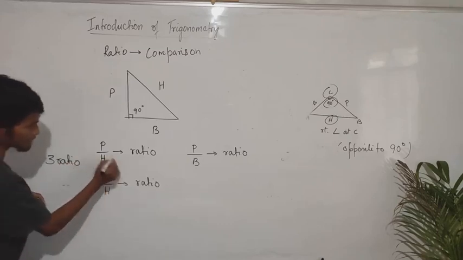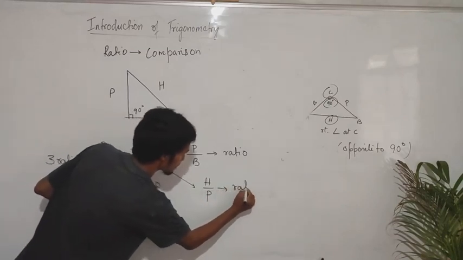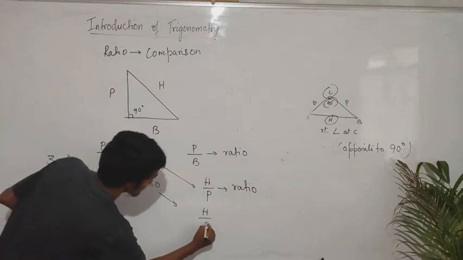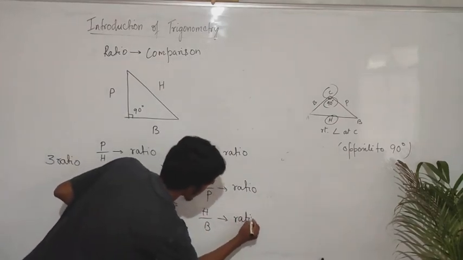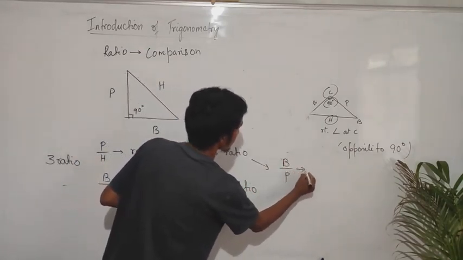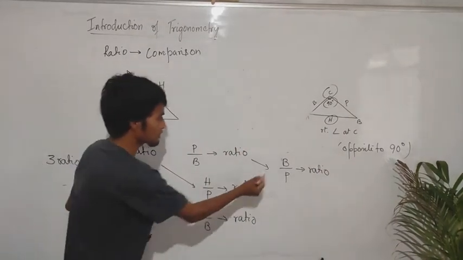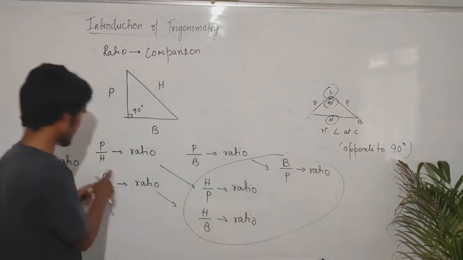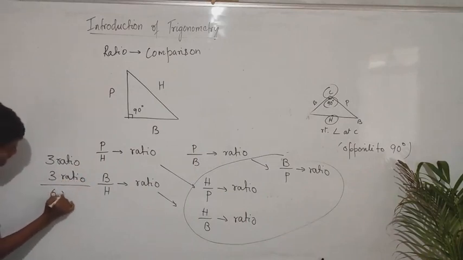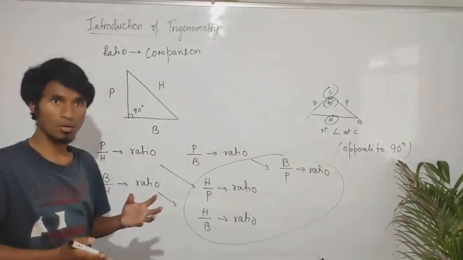Then one more. If I interchange this one, H by P, then again this is still a ratio. Then again interchange this one, then H by B, then again this is a ratio. Then again interchange this one, then this will be B by P. This is also a ratio. Now this one will be 3, and this one will be 3. Then how many ratios in total? 6 ratios. Now these 6 ratios have their own names.